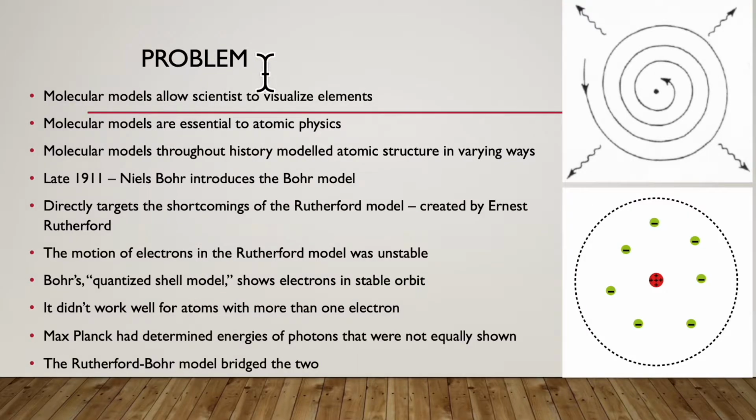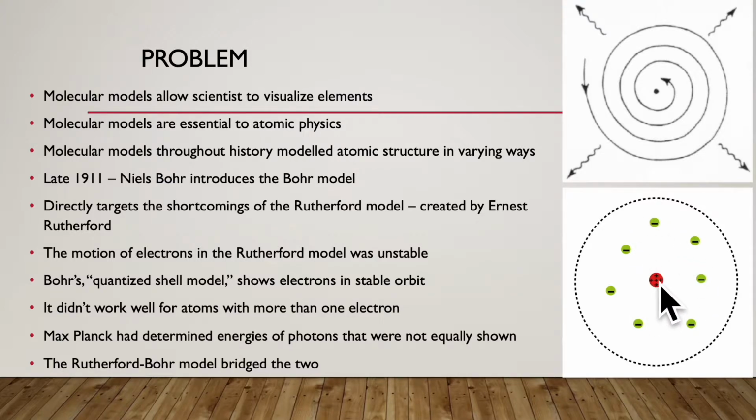All right, so we got a problem. Molecular models allow scientists to visualize elements. Molecular models are essential to atomic physics, and throughout history they have modeled atomic structure in varying ways. In late 1911, Niels Bohr introduced the Bohr model, right up here first, and it was directly made to target the shortcomings of the Rutherford model created by Ernest Rutherford. You can see that one down here.